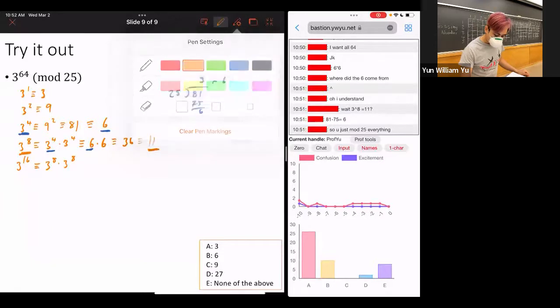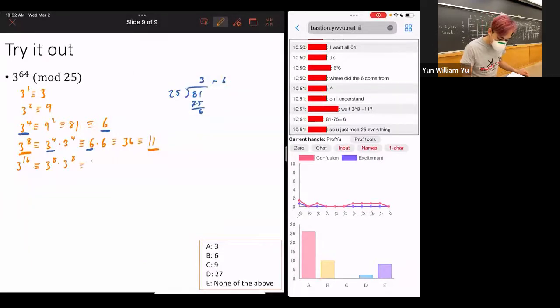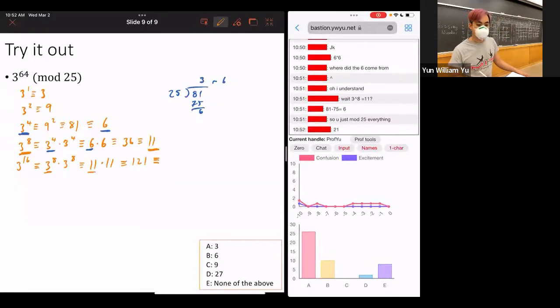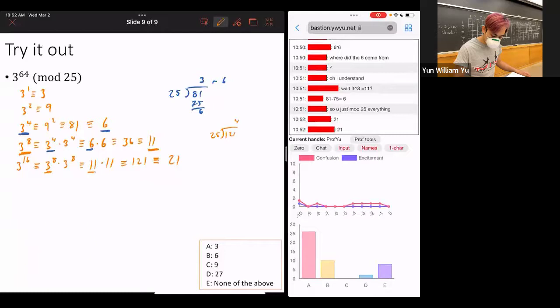But yeah, so where were we? We were doing 3 to the 8 times 3 to the 8. Well, that's just 11 times 11, right? Because 3 to the 8 is equal to 11. So that's equivalent to 121. So what's 121 equivalent to? Yeah, it's just 21, right? Because 121 divided by 25 is 4 times 25 is 100, remainder 21.